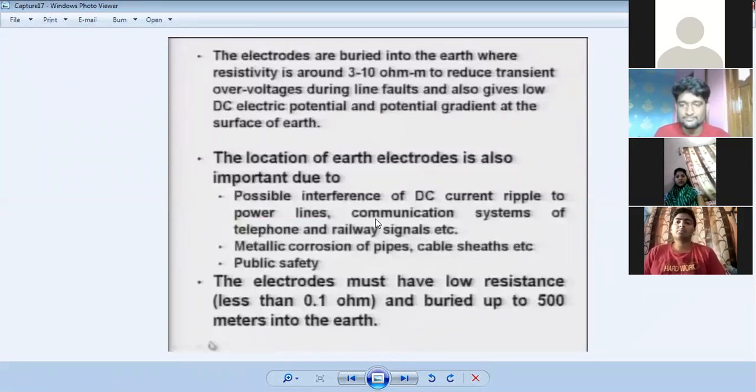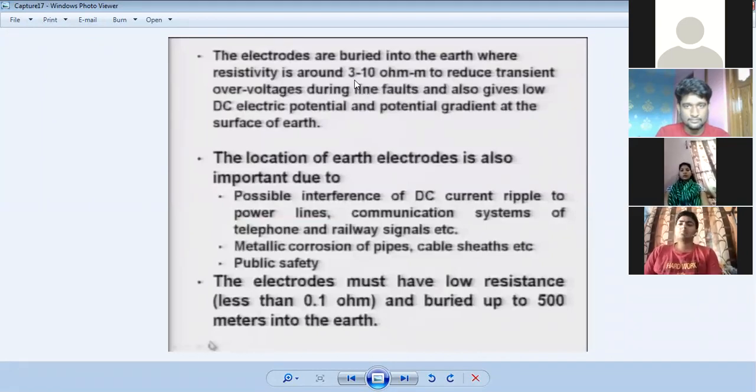And then another one is metallic corrosion of pipes, cable sheath, etc., and public safety. For those reasons, we have to bury it in the earth. The electrodes are buried in the earth very deeply, where the resistivity is very low.